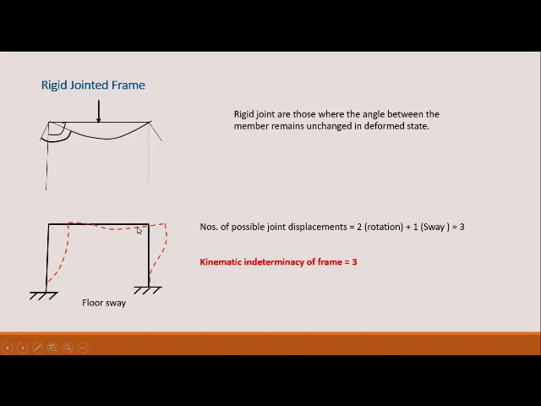But here in this present case we have not considered the axial deformation, so the kinematic indeterminacy is coming as 3, because the sway is only 1. This sway movement has caused, if this is a delta in this right joint, it is again delta in the left joint itself also.